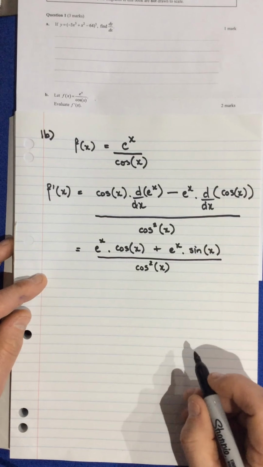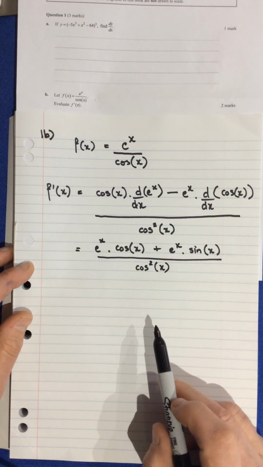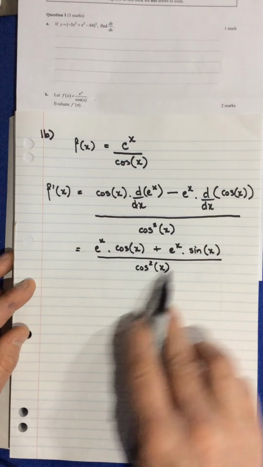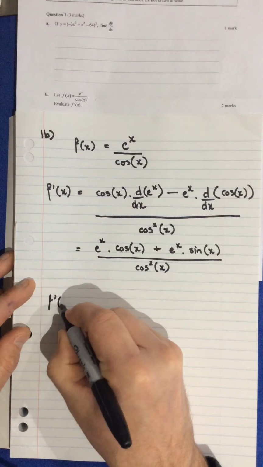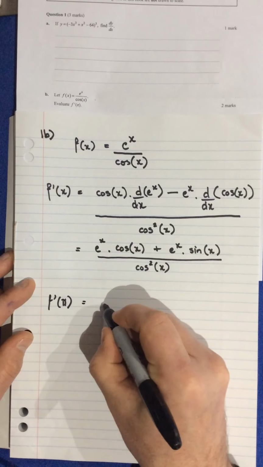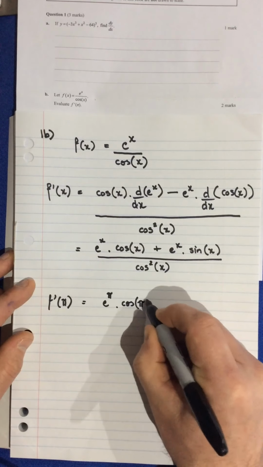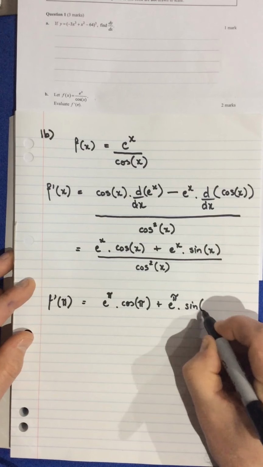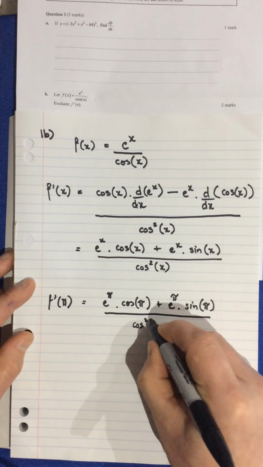Could simplify that, I suppose. We could take e to the x out as a common factor in the numerator. Probably, given that we don't really want this, we want the derivative at a particular value, so we want the derivative at pi, then we may as well just plug pi into this and see what happens. So I'm going to get e to the pi times cos of pi plus e to the pi times sine of pi, divided by cos of pi squared, or cos squared pi.